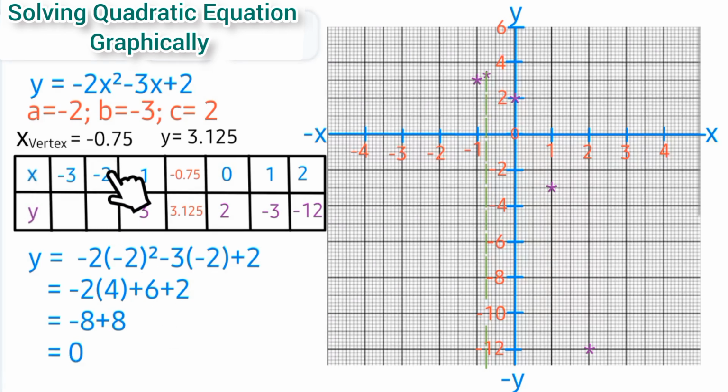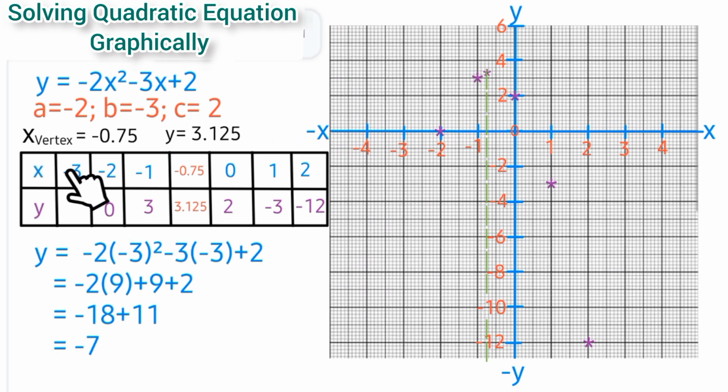When x is minus 2, y will be equal to minus 2 times minus 2 squared, minus 3 times minus 2, plus 2. Minus 2 squared gives 4. Minus 3 times minus 2 gives 6, and then plus 2. Minus 2 times 4 gives minus 8. 6 plus 2 gives 8. So we have minus 8 plus 8 gives 0. So when x is minus 2, y value is 0.